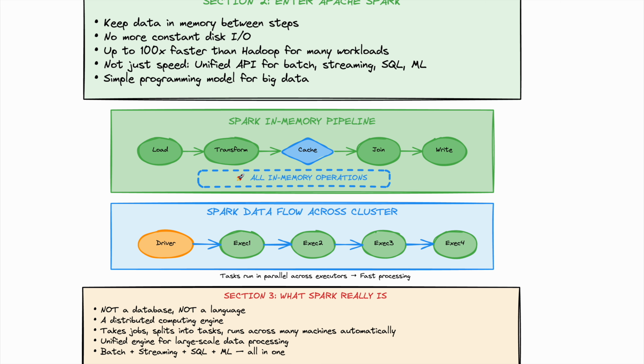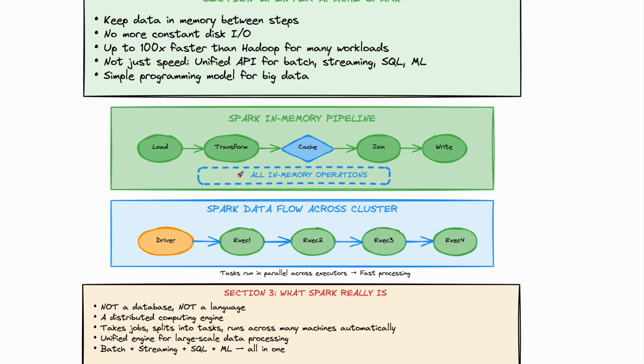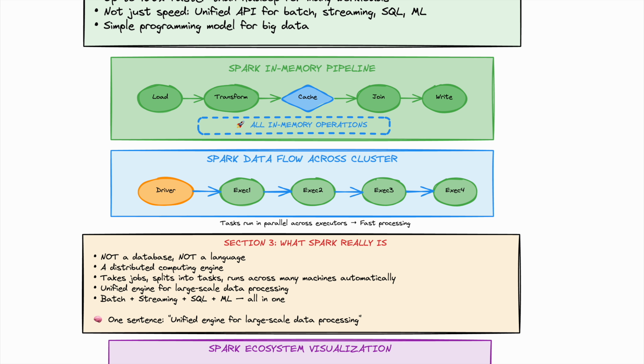If we visualize again the same pipeline that we had earlier, with Spark it would look like the following. We are loading data, transforming it, saving that data in the cache, then joining the data, doing the aggregations, and then writing the data, and all these operations are performed in memory. So how does Spark do it?